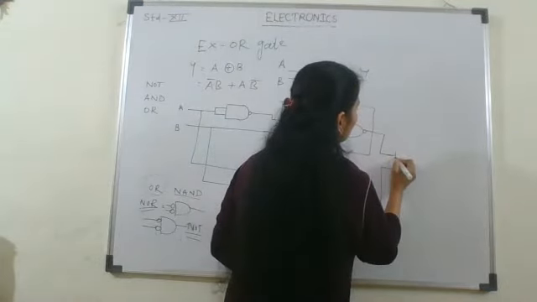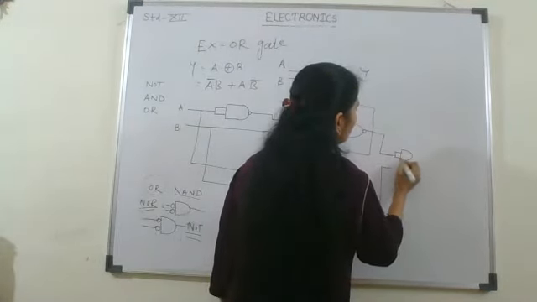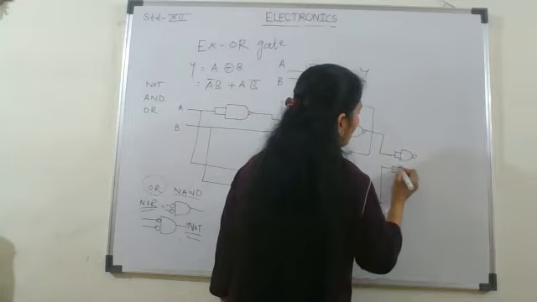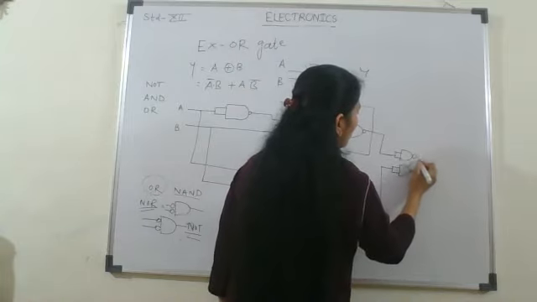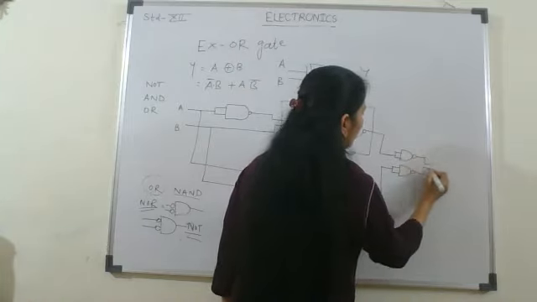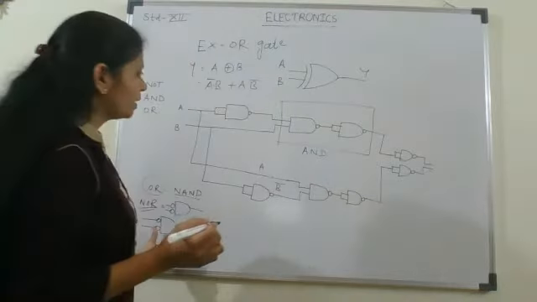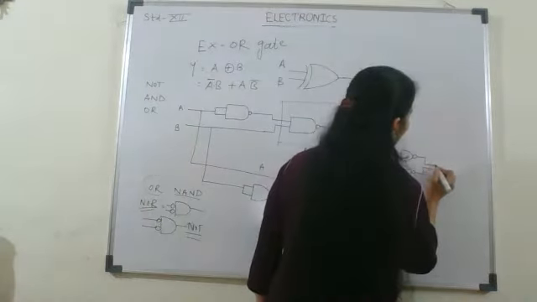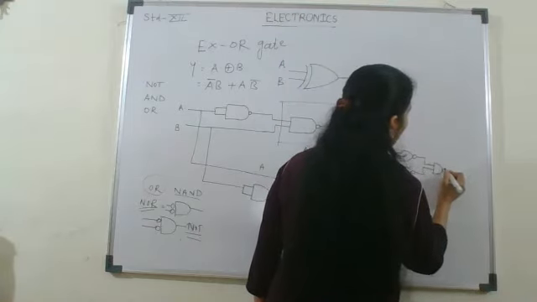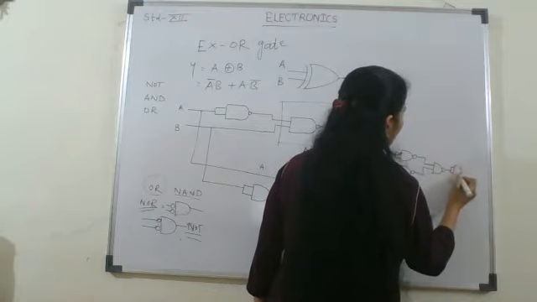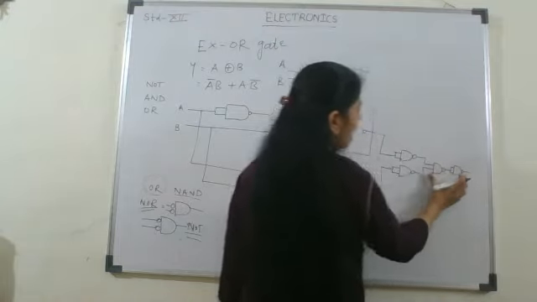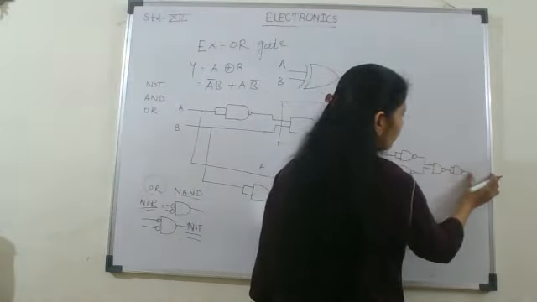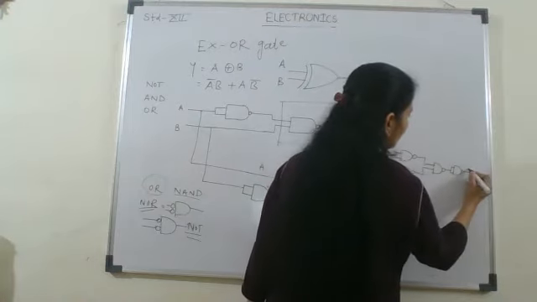So here, this is the NOT gate. Again this is the NOT gate, and with this NOT gate we have to connect what? We have to connect the diagram of this AND gate. So we got this AND gate. Okay, and to this AND gate we have to connect what? We have to connect one NOT gate. So again we have to connect one NOT gate.